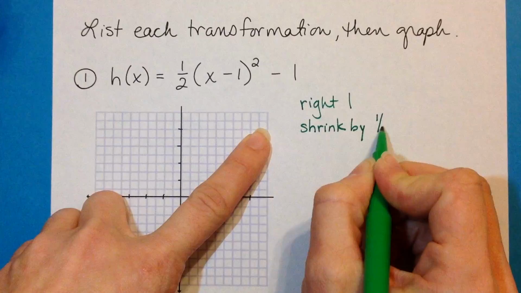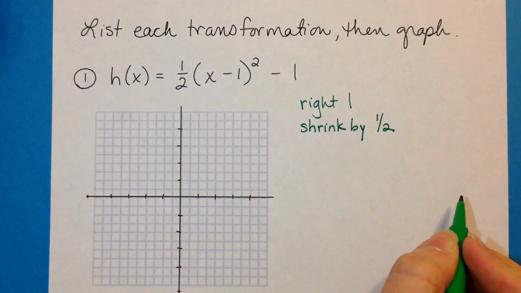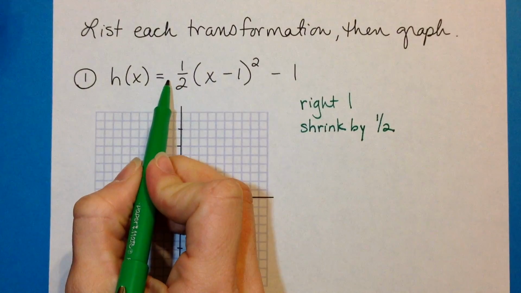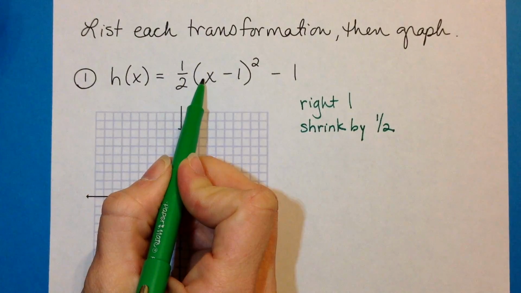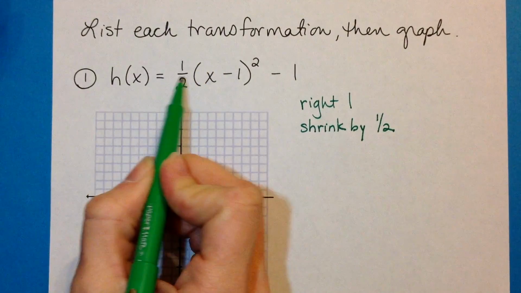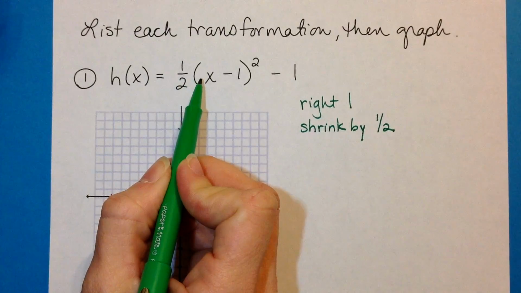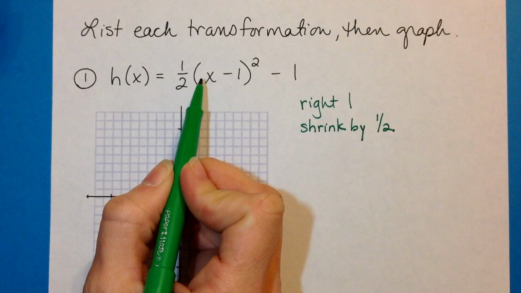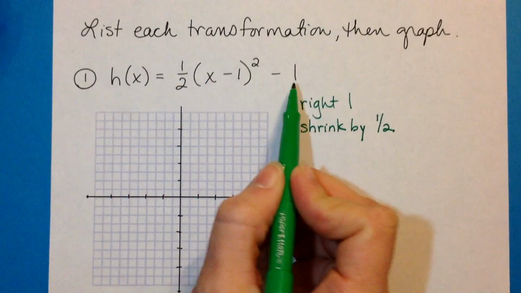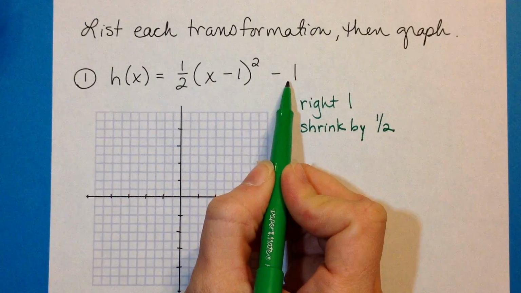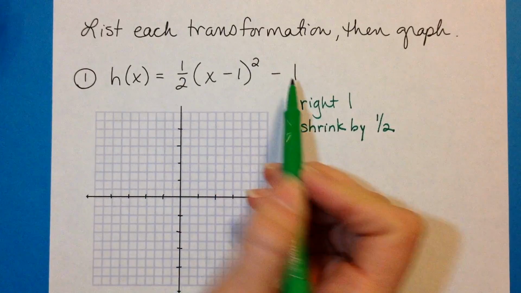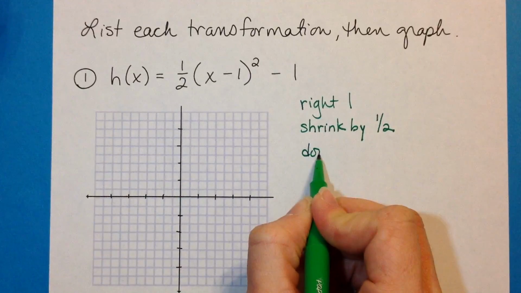by 1/2. All right, then you look to see if you have a reflection, which would require a negative out front or a negative inside, and you don't have either one of those. Last would be the shift up or down, and having the -1 here at the end of the equation would indicate that your graph is going to go down 1.